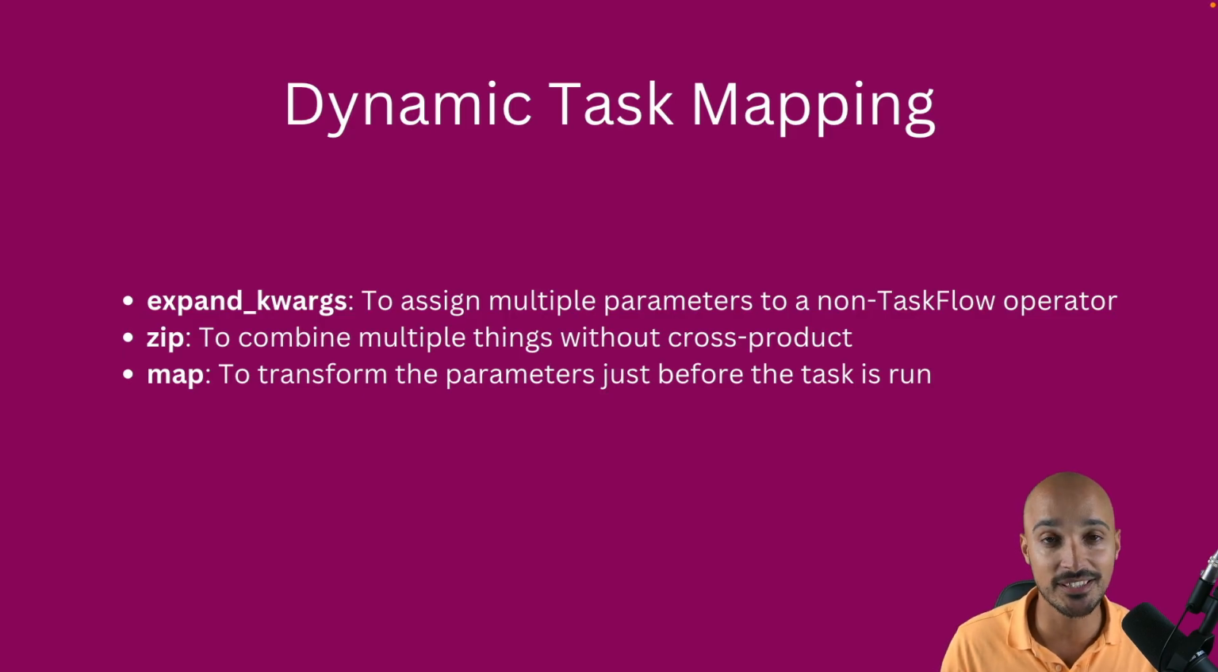Finally, a couple updates for dynamic task mapping. If you don't know what is dynamic task mapping, think of it as a way to generate tasks based on unknown inputs, like a list of files that can change every day. You have three new methods for dynamic task mapping: expand kwargs to assign multiple parameters to a non-task flow operator, zip to combine multiple things without cross product, and finally map to transform the parameters just before the task is run. I know it's not that useful to explain you exactly what you can read here, but I will make a dedicated video for dynamic task mapping very soon, as it is a pretty complex topic but extremely powerful.